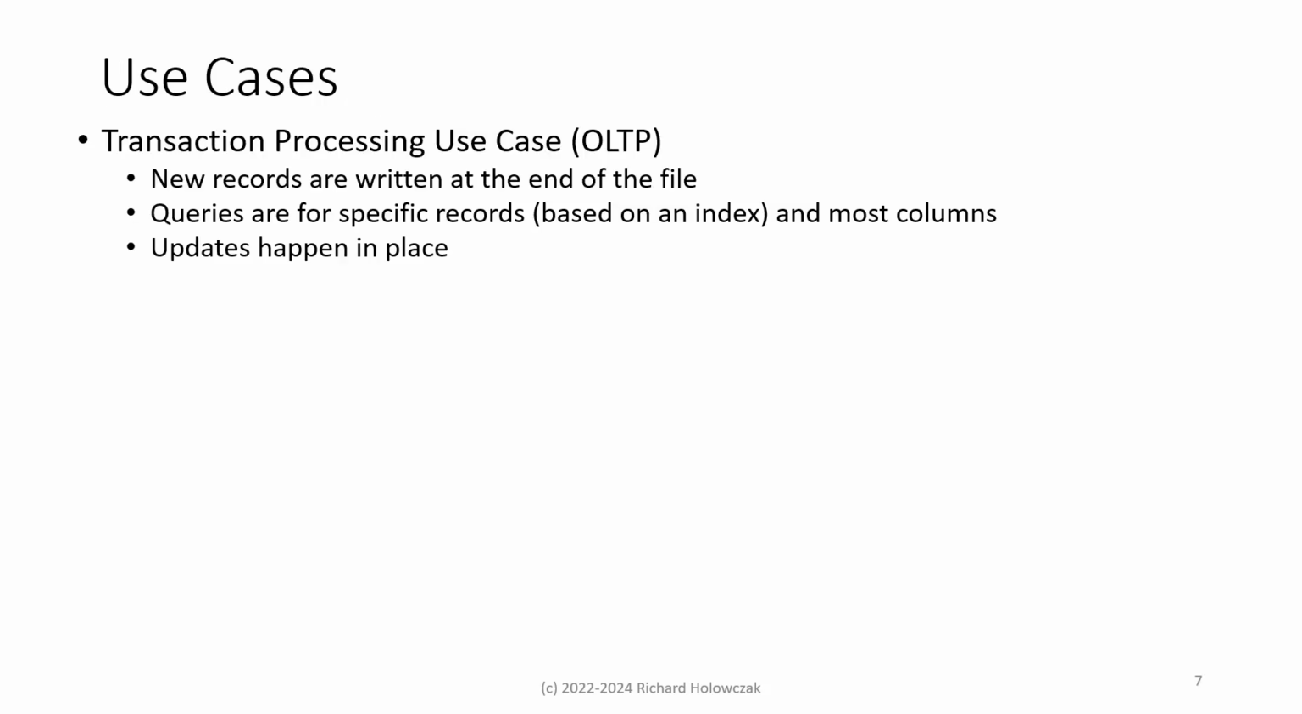Now let's talk about some use cases. I already mentioned this a little bit, but one of the very common use cases is for transaction processing. This is sometimes called online transaction processing, or OLTP. New records are written at the end of the file, and queries for specific records are based on an index, and most of the columns are returned.